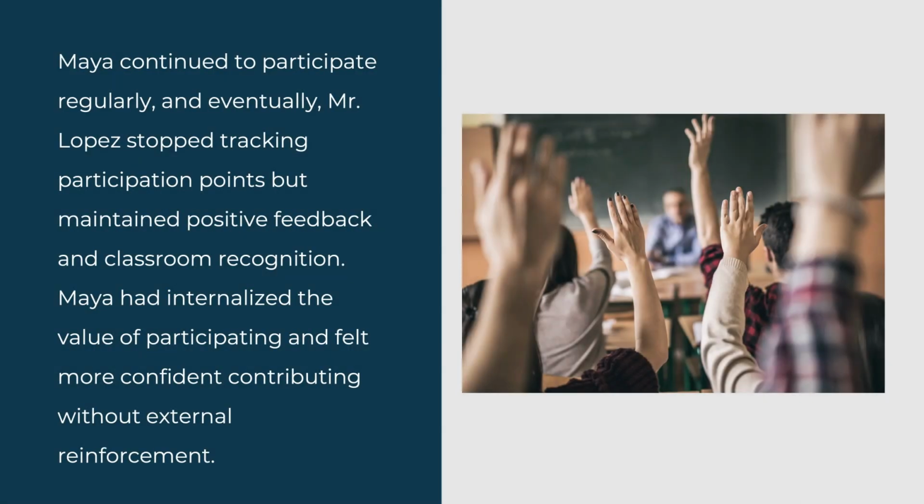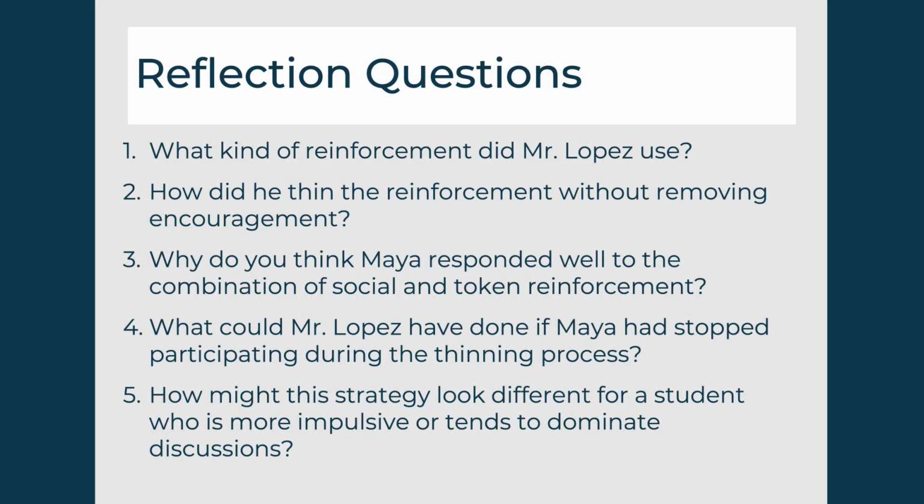Maya continued to participate regularly, and eventually, Mr. Lopez stopped tracking participation points but maintained positive feedback and classroom recognition. Maya had internalized the value of participating and felt more confident contributing without external reinforcement. This example shows how reinforcement can be used intentionally, then gradually thinned, to build lasting, self-sustaining participation without relying on constant rewards. Consider the following questions as you reflect on how reinforcement was introduced and gradually thinned in Maya's case.